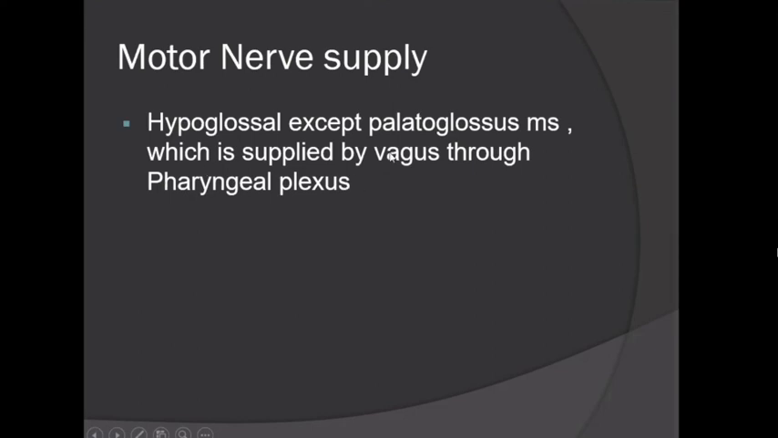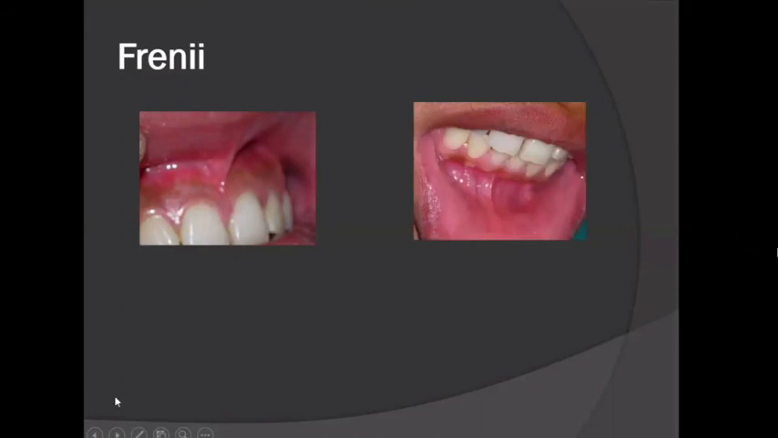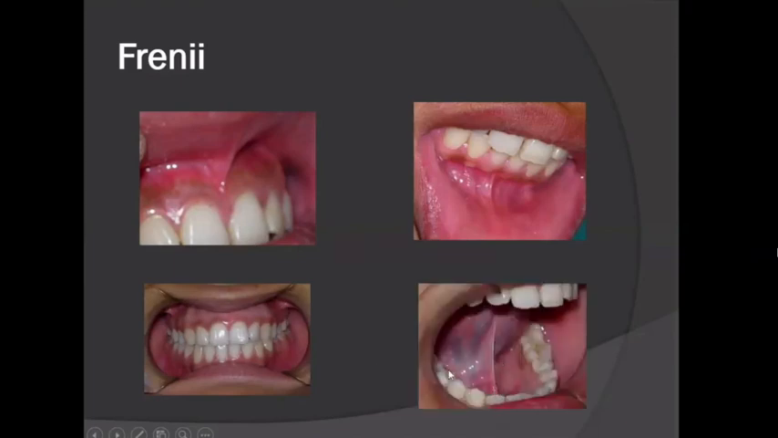Now, frenula, I mentioned already, are folds of mucous membrane. Apart from the lingual frenulum, you have the upper labial frenulum, the lower labial frenulum, and also the buccal frenulum here. You can see that, and also the lingual frenulum, as I mentioned earlier. The importance is that if there's a fleshy frenulum here with a low attachment, that may create a space between the two central incisors. Spacing can be caused by that.